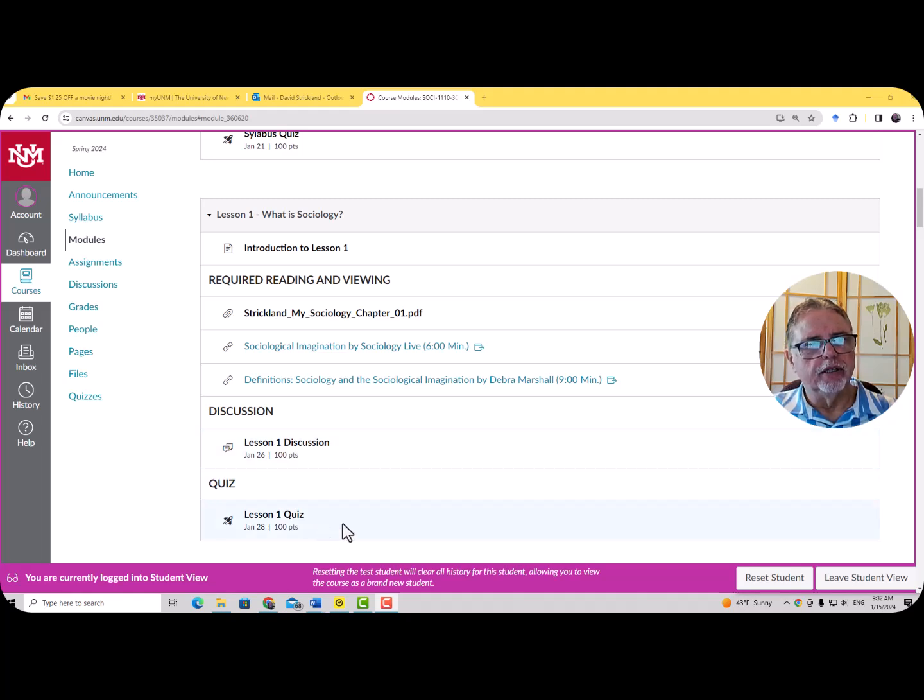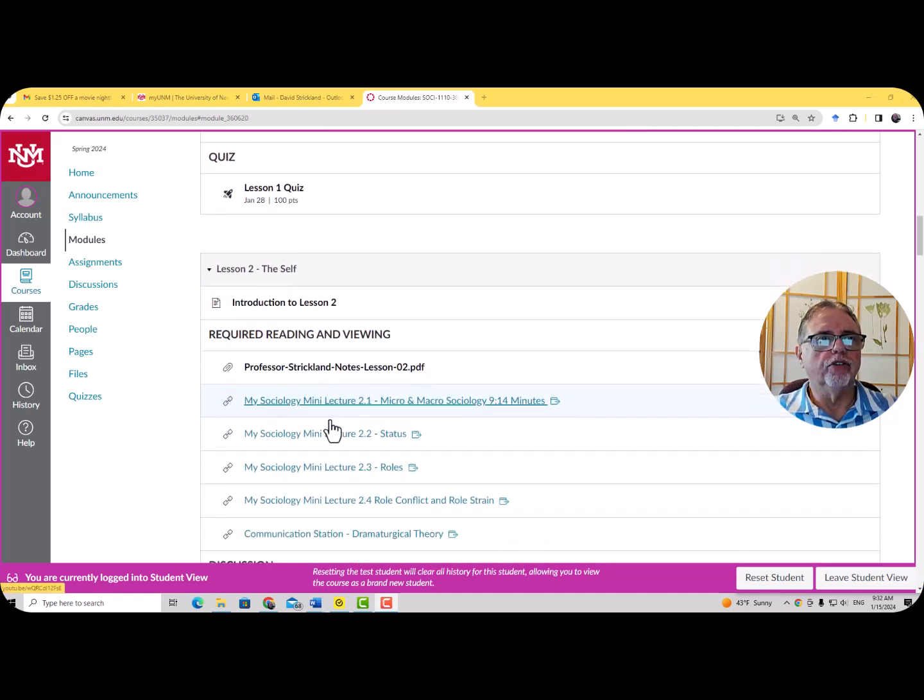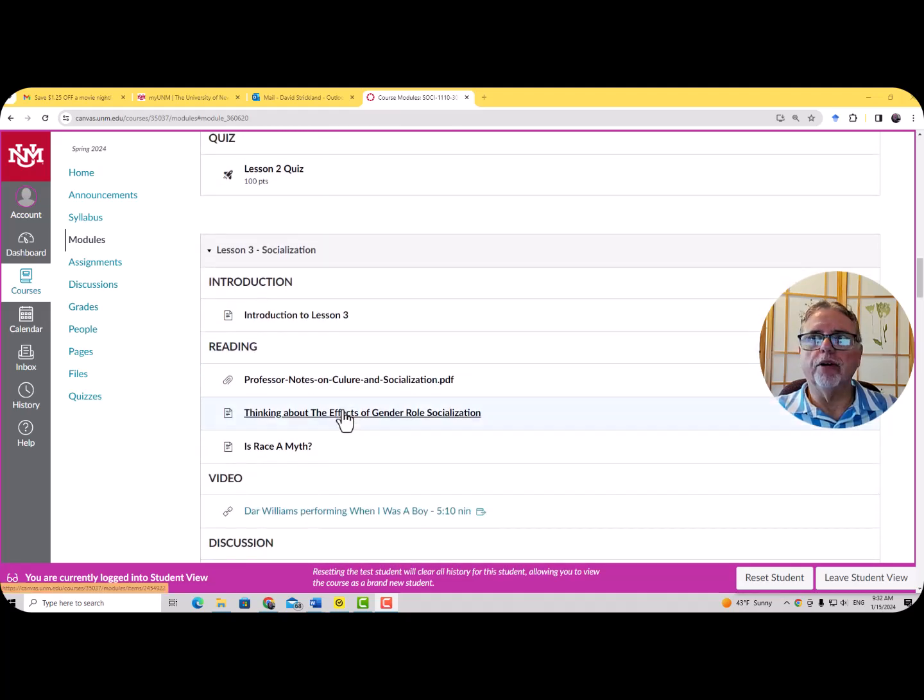So it'll be a quiz for each lesson in this course. So there's an introduction, there's reading and viewing that's required, there's a required discussion, and there's a quiz. And that's something you'll find as the components of each lesson as you go through the course. You'll see that same kind of lineup over and over again.